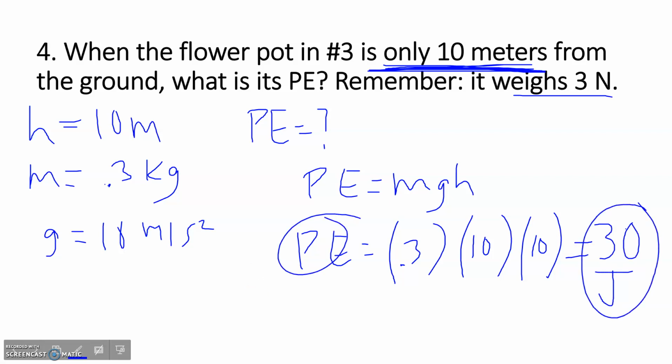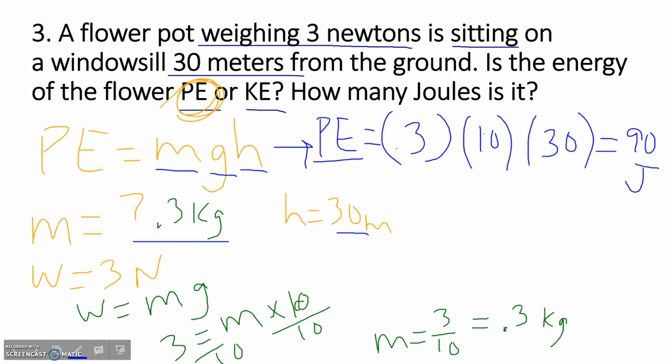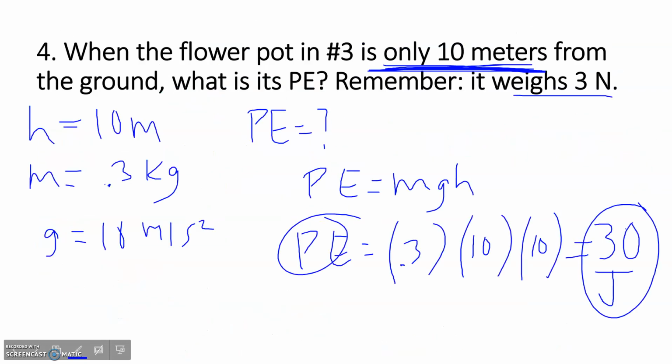All right, so if we compare 3 to 4, in question 3, remember the pot was 30 meters off the ground. That's pretty high up. Our potential energy was 90 joules. Now you lower the flower pot. It is only 10 meters off the ground. Notice how your potential energy decreases. So when your height decreases, your potential energy does decrease as well.